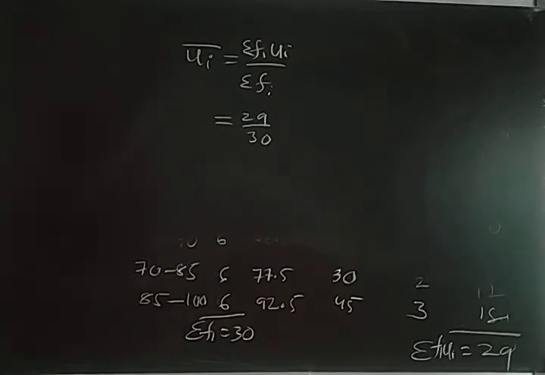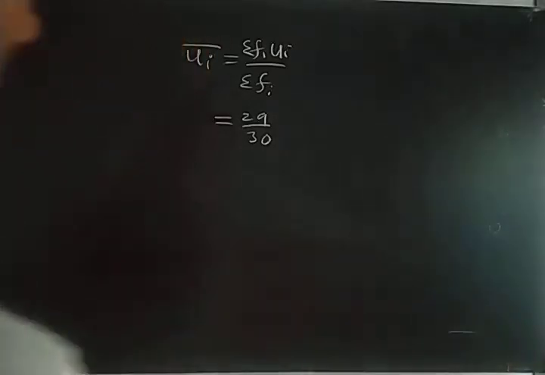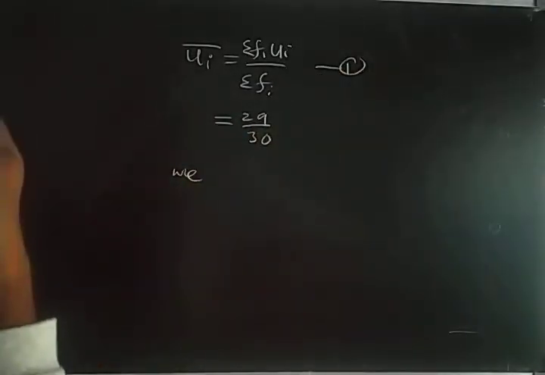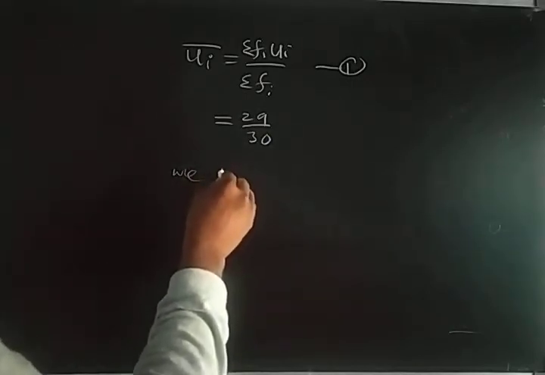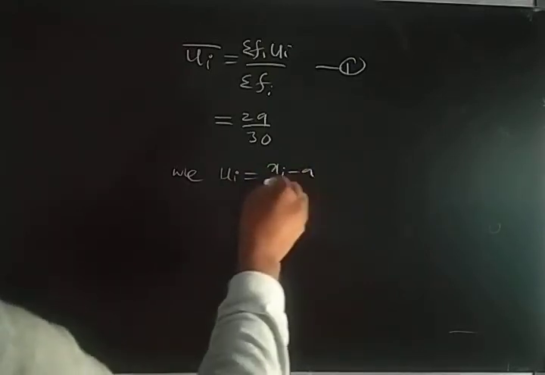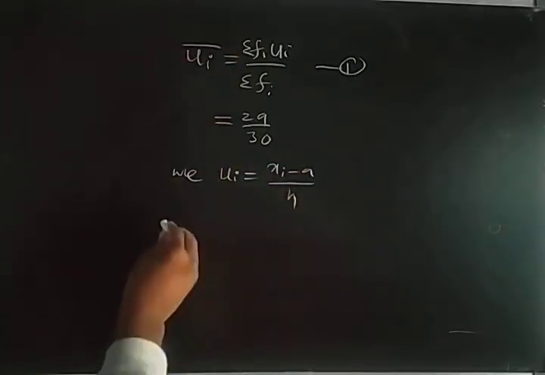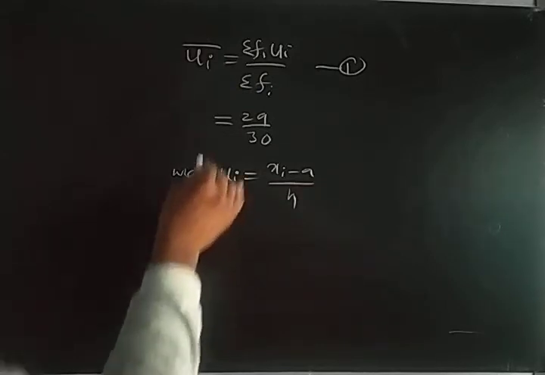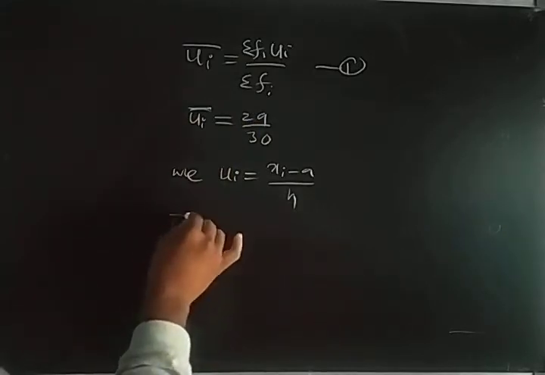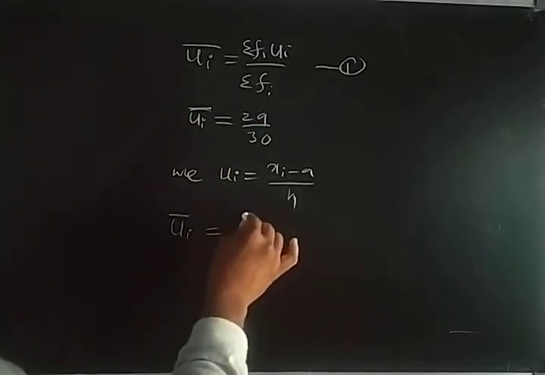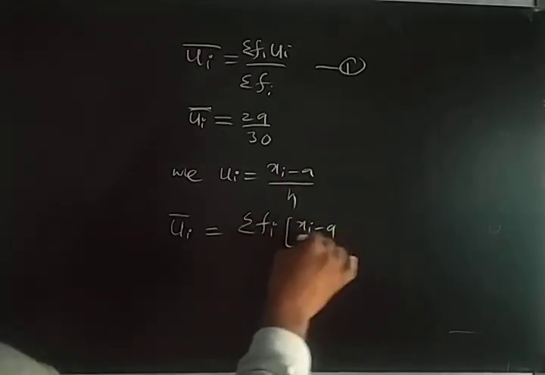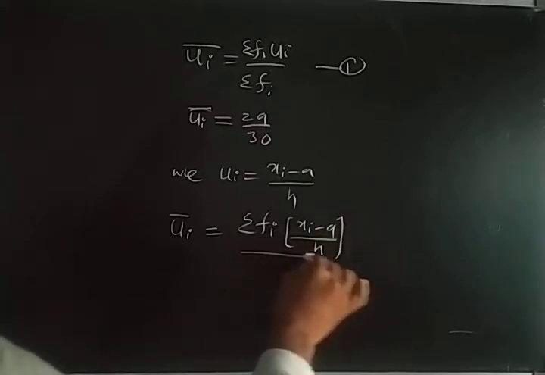So here, what is ui? We know that ui means xi minus a by h. So I will substitute there for ui bar. I got ui bar equal to summation fi into xi minus a by h, by summation fi.